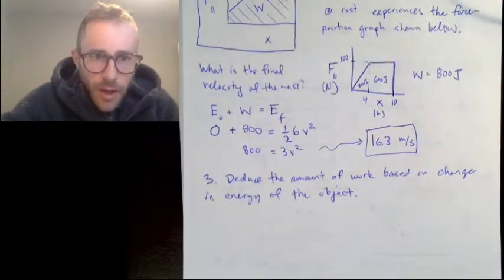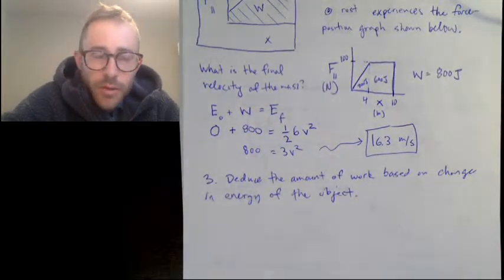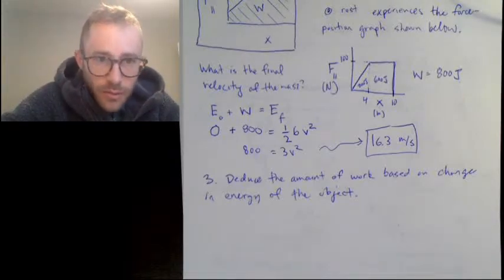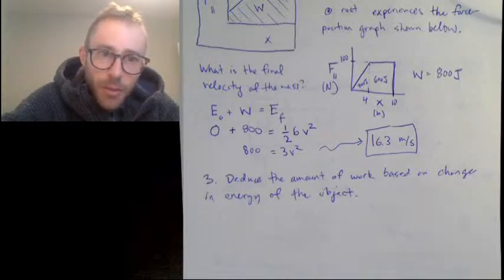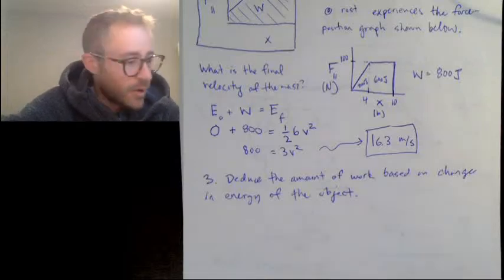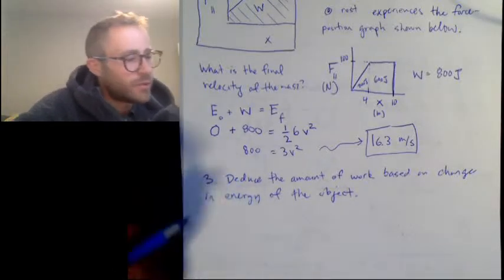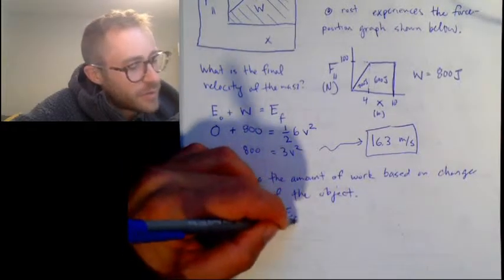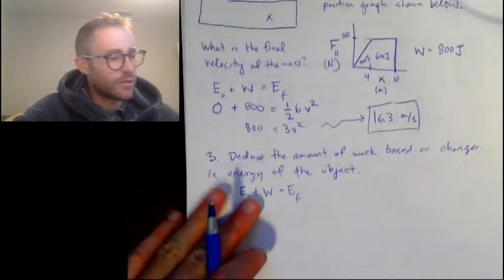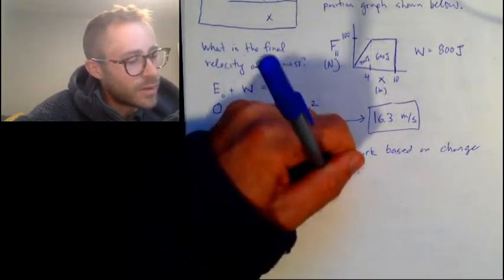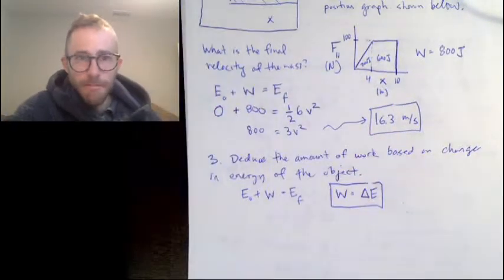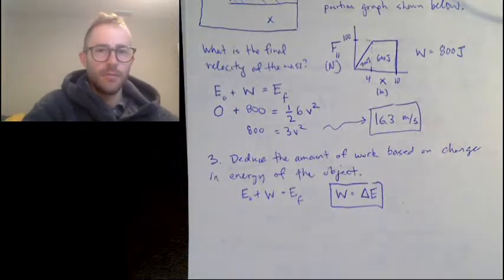Okay, so for example, if you started out with 3 joules of energy, and then later on I see that you now have 10 joules of energy, I can deduce that something did 7 joules of work on you, because where else would that energy have come from? It's based on the equation E initial plus the work done is E final. If I subtract E initial over to the other side, I get that the work done is equal to the change in energy of the object. Okay? So let's see how that works.